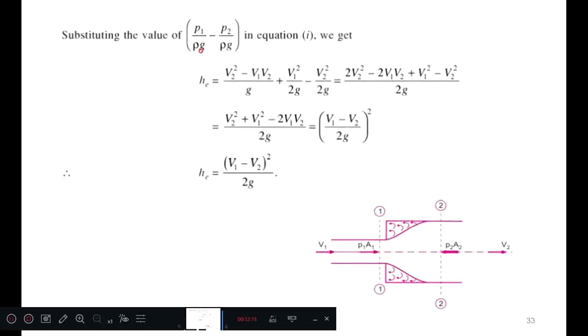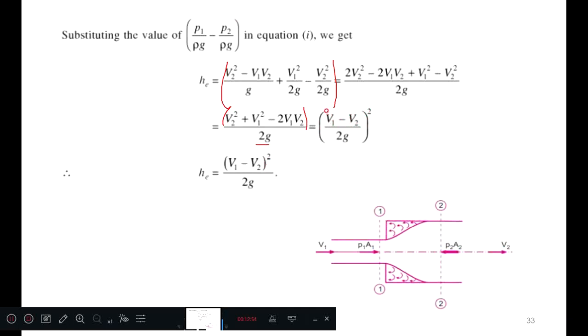Substituting the value of P1 by rho g minus P2 by rho g in equation number 1, we get (V2 square minus V1 V2) divided by g plus V1 square by 2g minus V2 square by 2g. Again simplifying, we get (2 V2 square minus 2 V1 V2 plus V1 square minus V2 square) by 2g. Then 2 V2 square and minus V2 square gives a V2 square, plus V1 square minus 2 V1 V2, by 2g. And this is nothing but (a minus b) whole square. So we get (V1 minus V2) whole square by 2g.